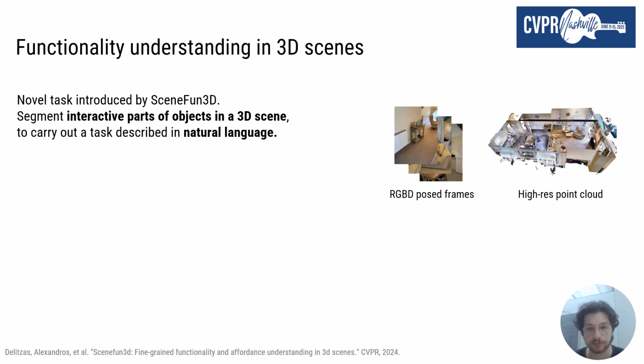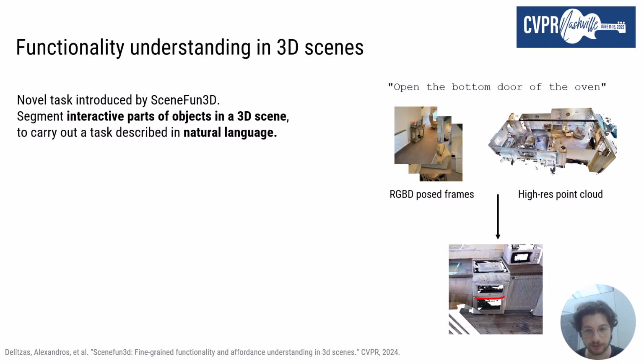In this task, we assume to have in input a high-resolution point cloud of an indoor scene, along with a sequence of RGBD posed frames that depict views from inside the scene. Additionally, we have a natural language description of a task. The objective is to find the 3D mask of the object that can be used to carry out the action described in the task description. So in this case, we have to segment the handle of the bottom door of the oven.